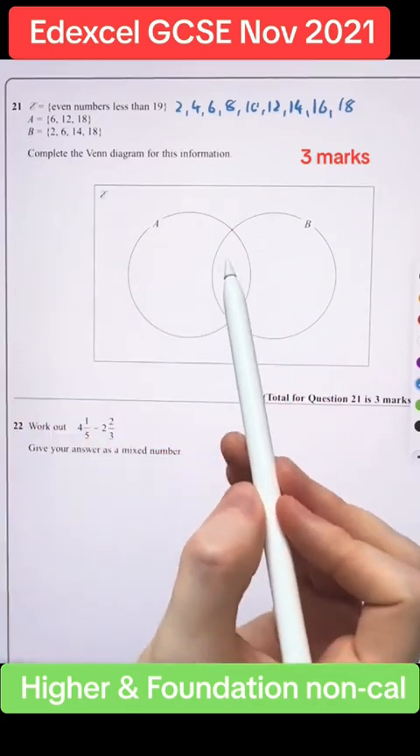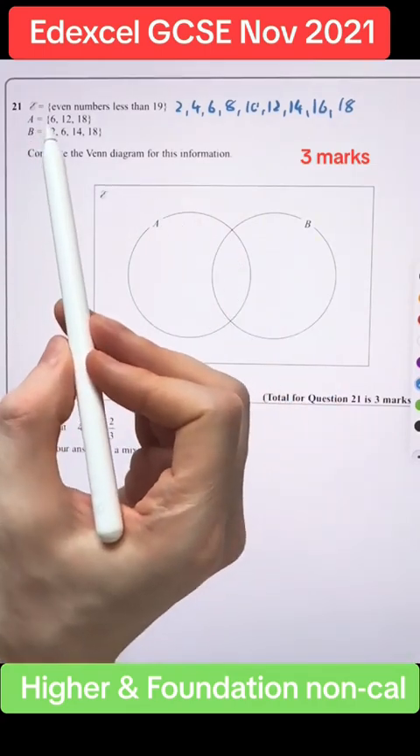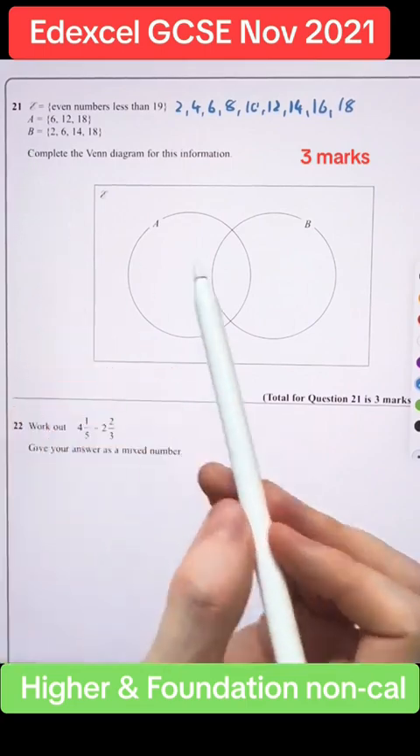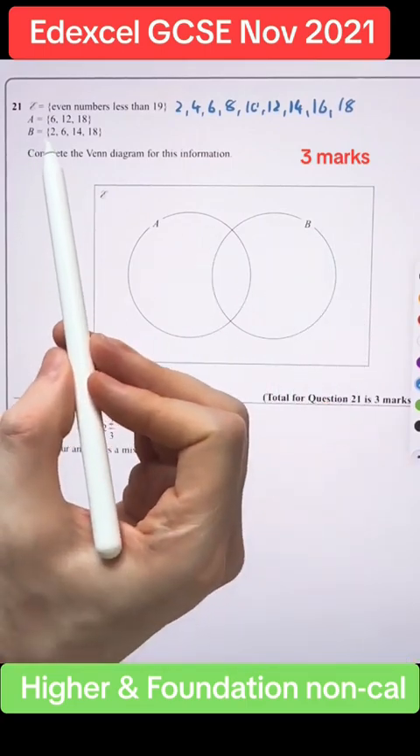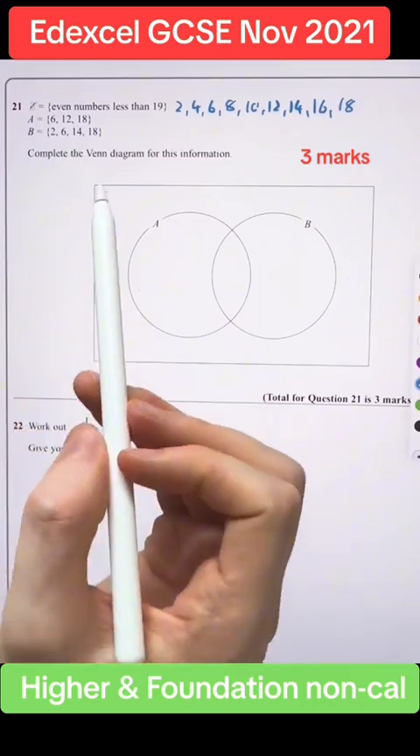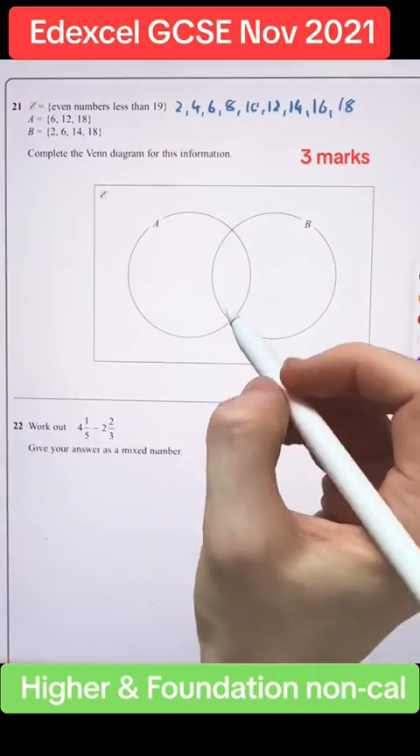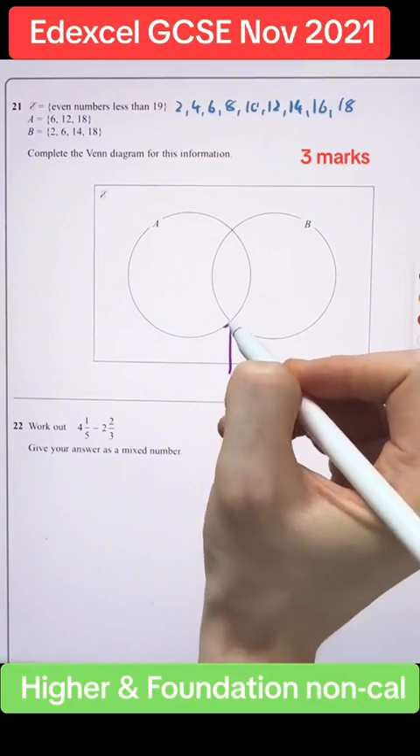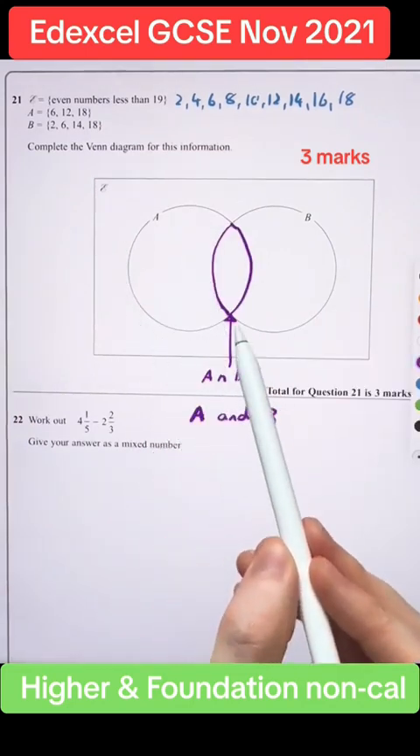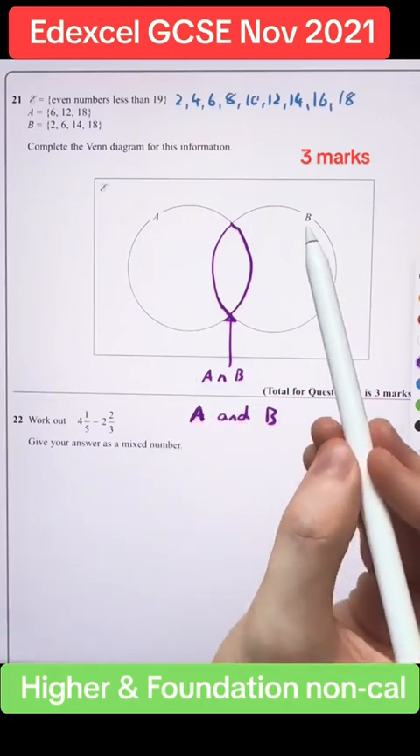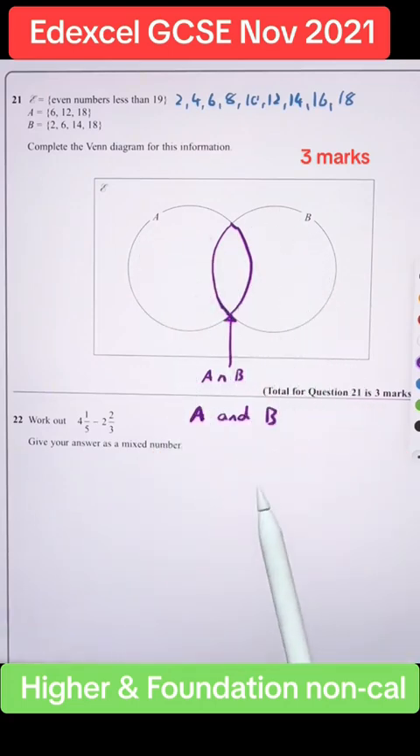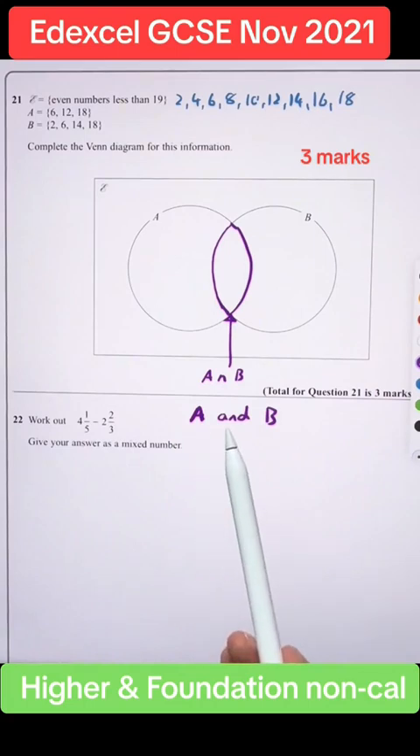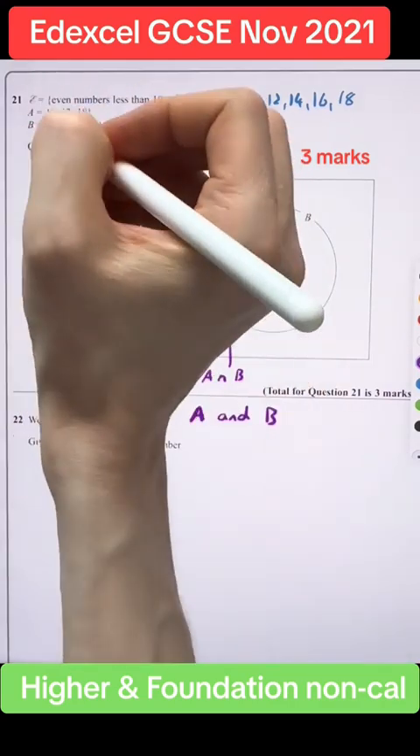I'm told in set A, in the circle of A, we can only have numbers 6, 12, and 18. In set B, in the circle of B, we can only have numbers 2, 6, 14, and 18. When completing a Venn diagram, we always start in the overlapping region, as the left-hand circle represents set A, and here the right-hand circle represents set B. Therefore, the overlapping region is the numbers that are in set A and in B. In this case, that's 6.